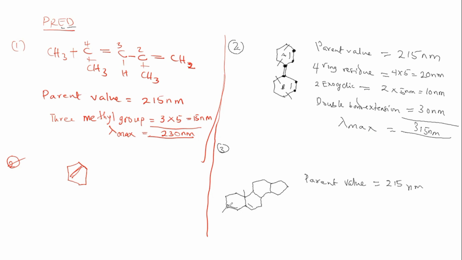Now, what are the ring residues? Of course, this diene is conjugated with each other, 1 and 2, right? So you identify the carbons that bear the diene. You have this, you have this. So what are the residues joined to them? 1, 2, 3, 4. So we have 4 ring residues.